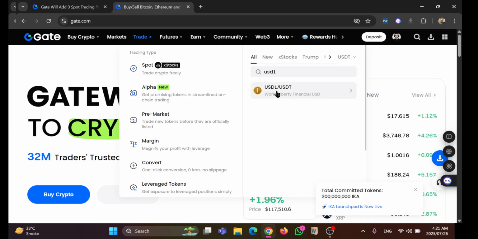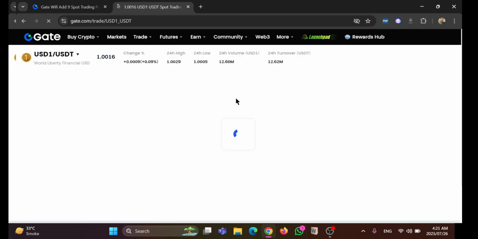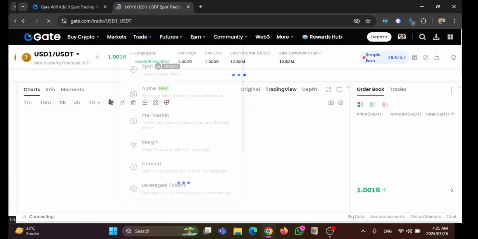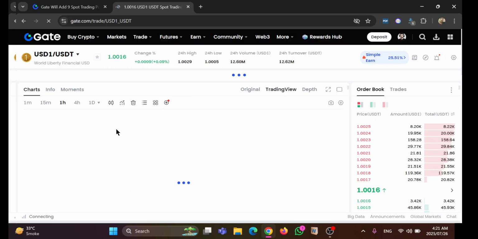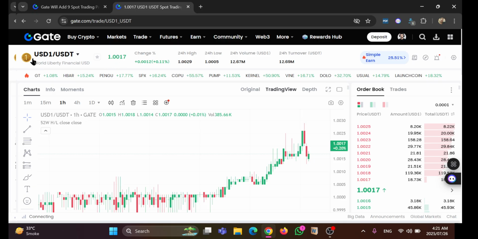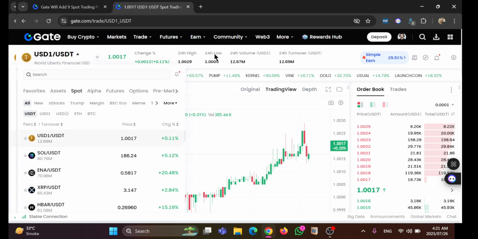First of all, we have to buy this USDT. If you have USDT in your account, you can trade for Bitcoin, Ethereum, and there are 9 coins where you will trade. And first of all, you have to buy this USD1. And how to buy it?